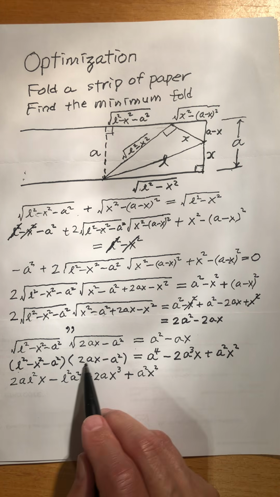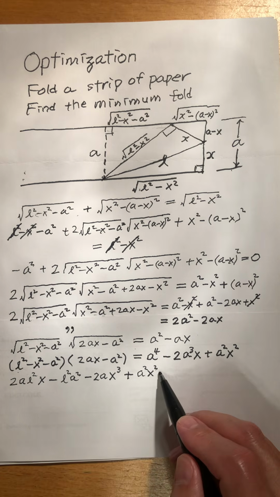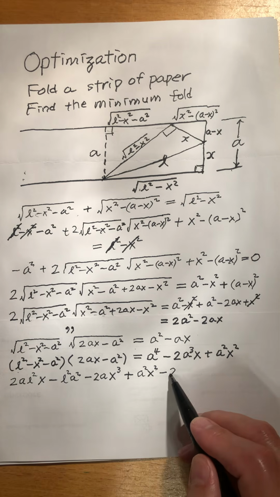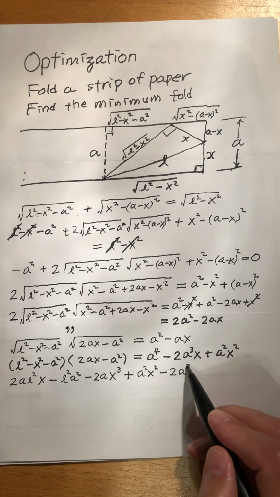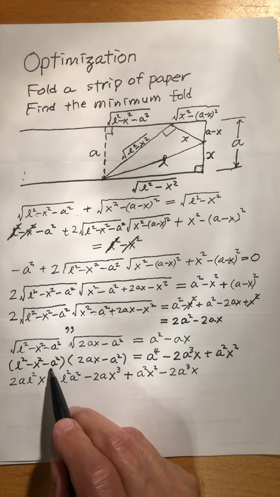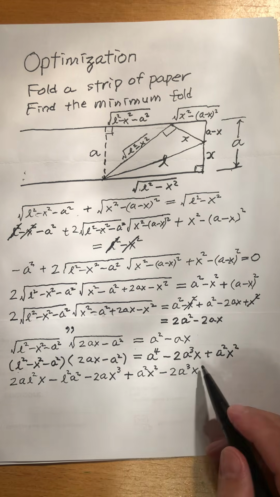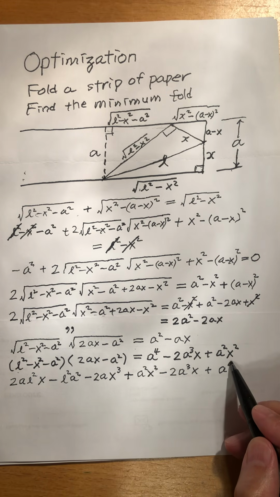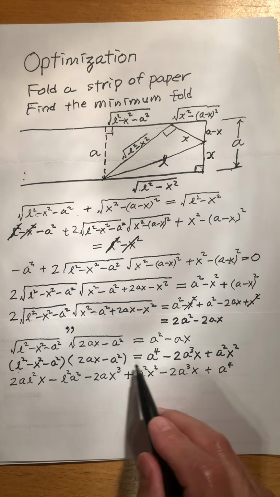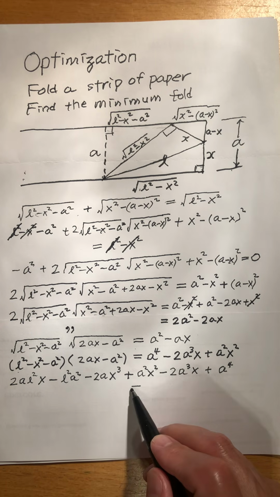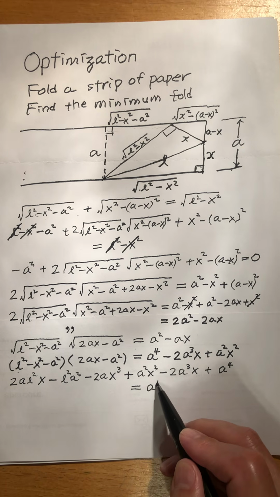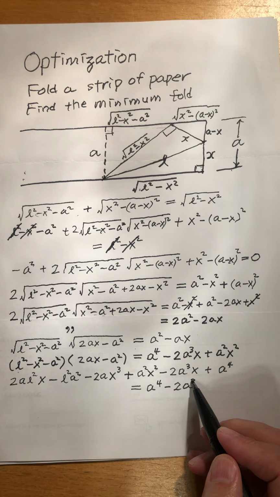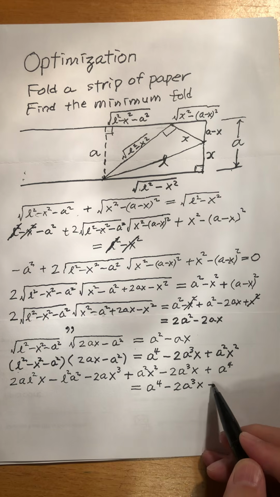Now finally, this times that is minus 2a cubed x. And this times that, minus minus is plus a to the power 4. And then this is equal to the right-hand side. So I just copy the right-hand side.